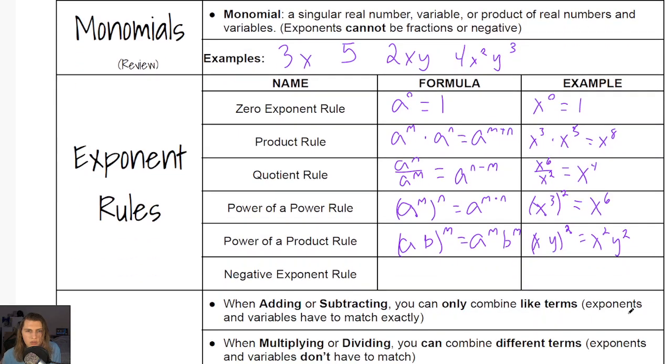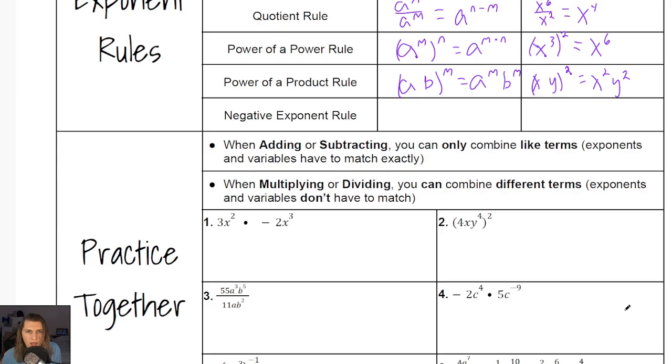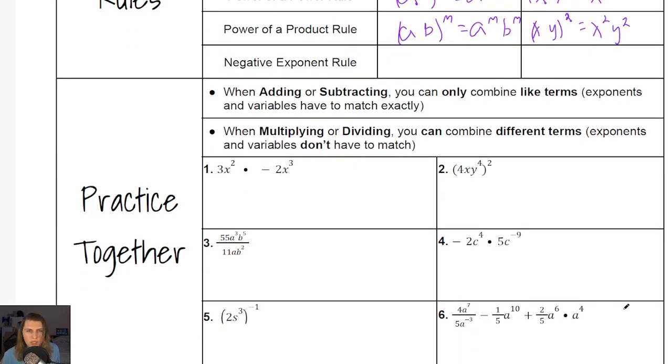We want to go ahead and scroll down just a little bit. If we're looking at our negative exponent rule, we have something like a to the negative m equals 1 over a to the m. Again, looking at actual variables, we have x to the negative 2 equals 1 over x squared.